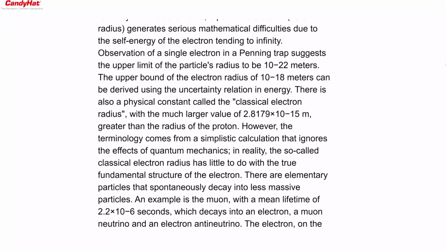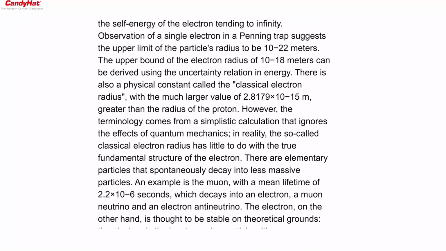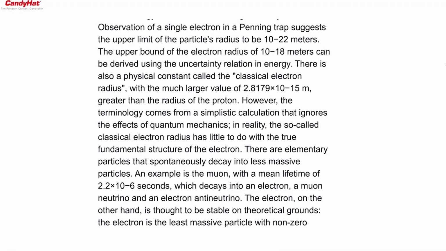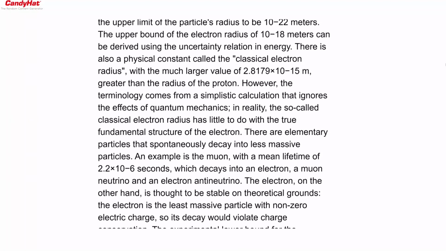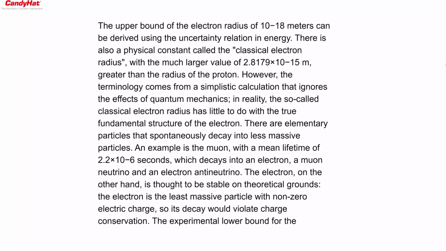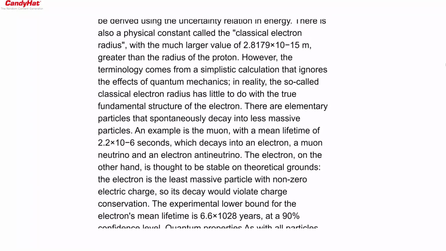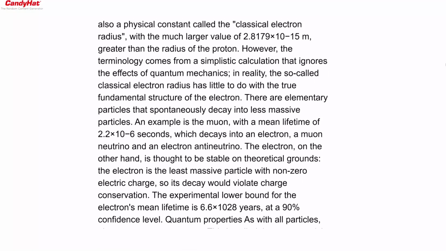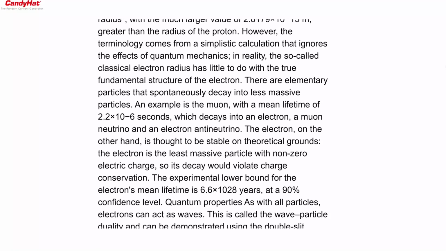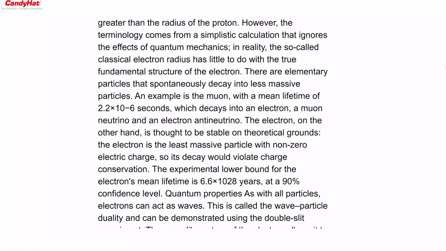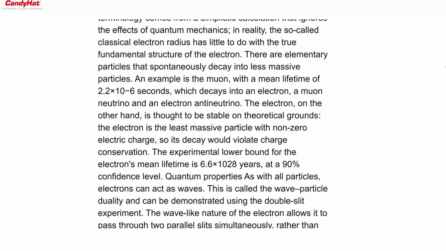Observation of a single electron in a Penning trap suggests the upper limit of the particle's radius to be 10⁻²² meters. The upper bound of the electron radius of 10⁻¹⁸ meters can be derived using the uncertainty relation in energy. There is also a physical constant called the classical electron radius, with a much larger value of 2.8179 times 10⁻¹⁵ m, greater than the radius of the proton. However, the terminology comes from a simplistic calculation that ignores the effects of quantum mechanics. In reality, the so-called classical electron radius has little to do with the true fundamental structure of the electron.